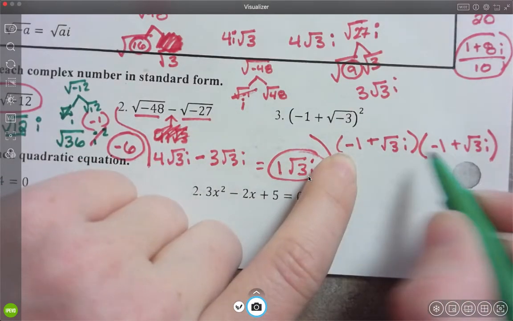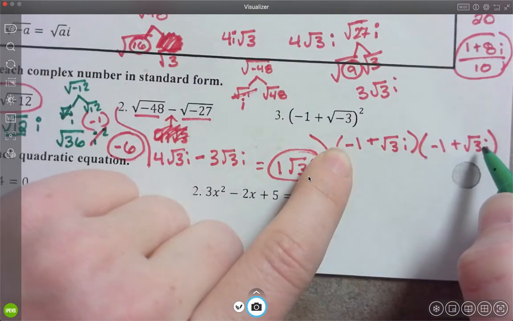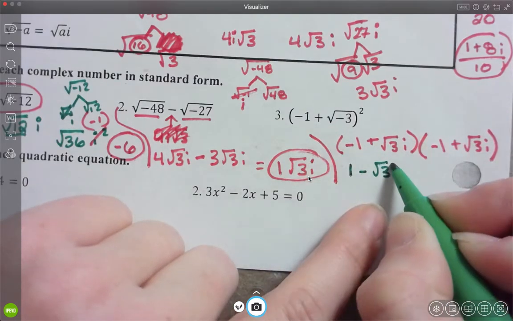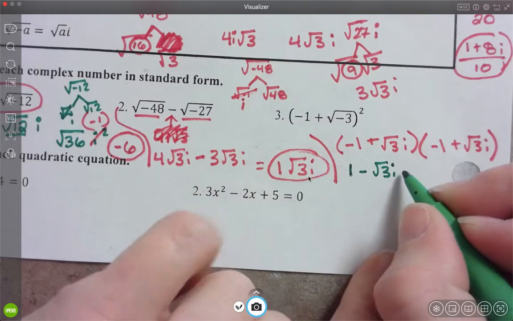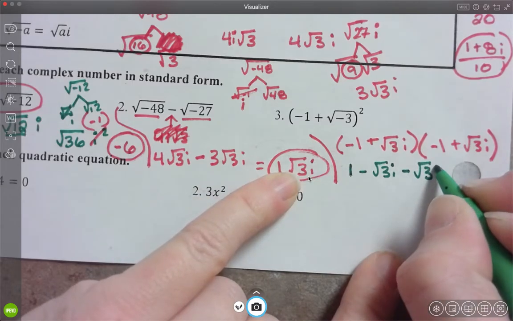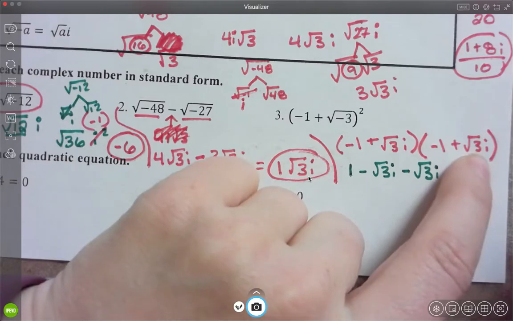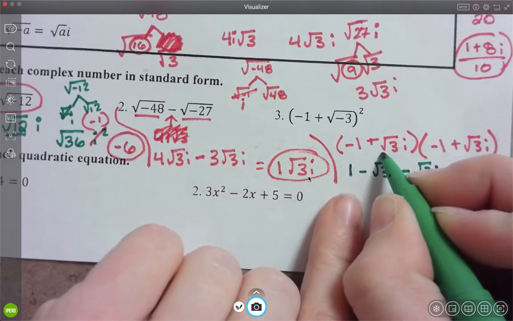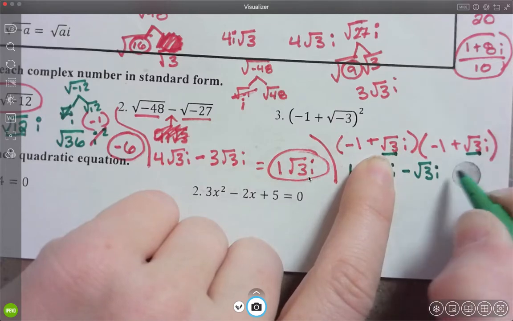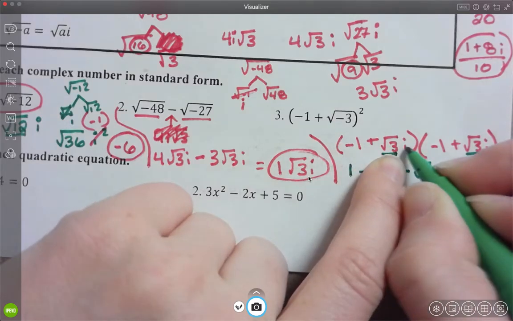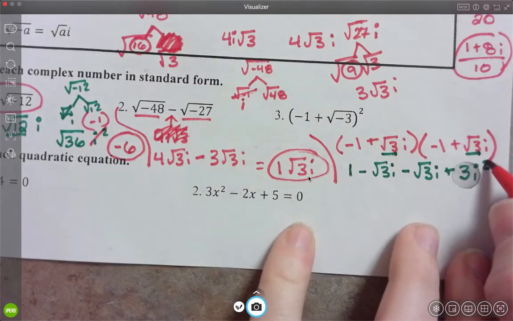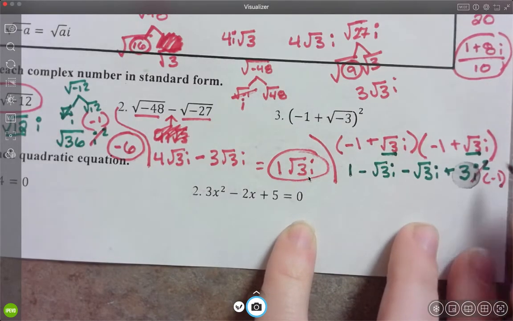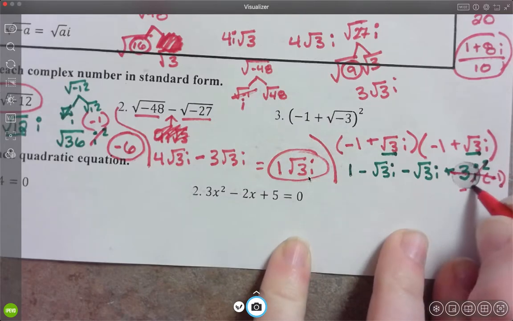Negative 1 times negative 1 is 1. Negative 1 times the square root of 3i is negative square root of 3i. Positive square root of 3i times negative 1 is another negative square root of 3i. And the square root of 3i times the square root of 3i, if we just look at the individual parts, the square root of 3 times the square root of 3 is just 3, and i times i is i squared. If you need to go back through that slower, you sure can. i squared, remember, is negative 1. So really, positive 3 times negative 1 is negative 3.